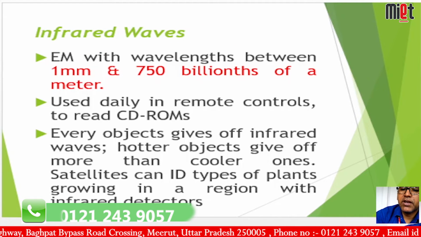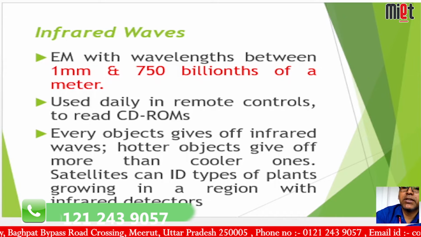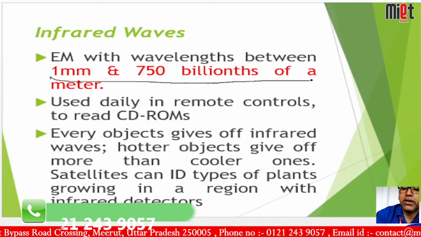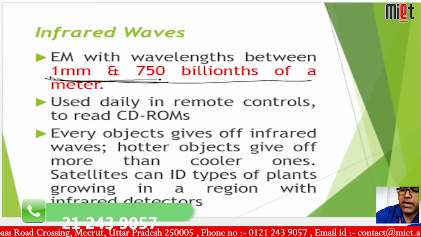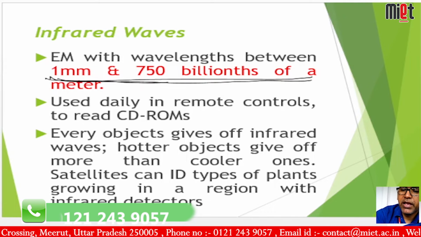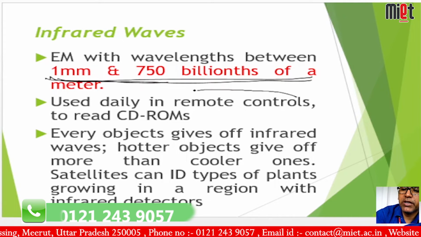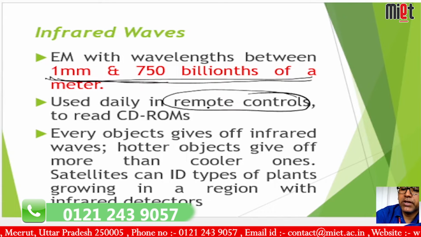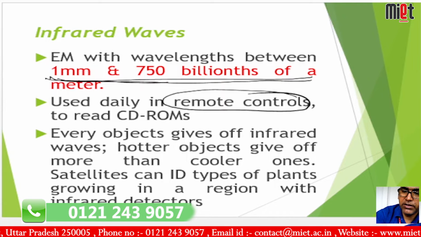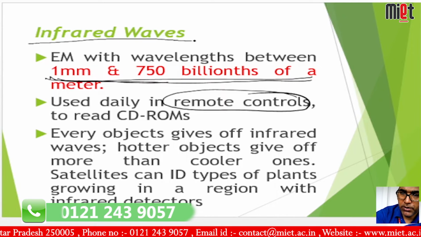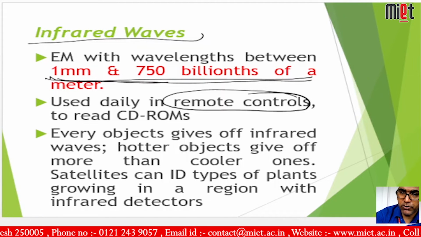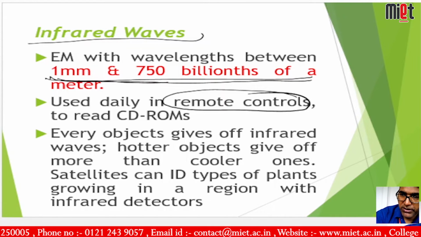Infrared frequencies are those frequencies which have wavelength between 1 millimeter and 750 billionths of a meter. If the wavelength lies in this region, then that kind of wave will be called infrared, and it is used particularly in the remotes of televisions and other devices. Remotes emit infrared waves. So the application of infrared waves is in remotes. The application of microwaves is in the microwave oven.